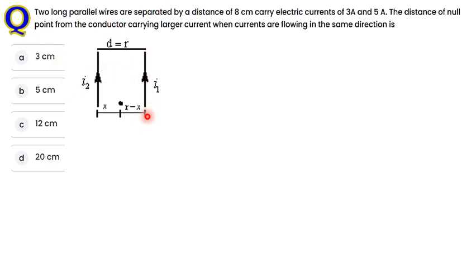See here, in this case, this is the first wire that carries 3 ampere of current. This one is the second wire. This carries 5 ampere of current. The distance between them, that is D, is equal to R, which I just mentioned as 8 centimeter. Now, in between, whenever the current is flowing here, the null point is created. Let me tell you to understand this better.